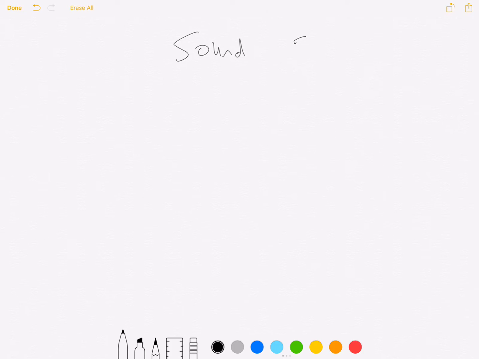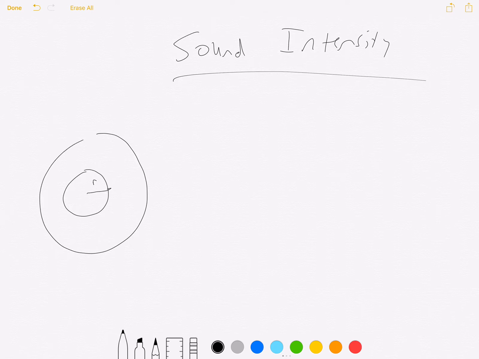Right, so sound intensity. If you have some kind of sound event and that energy starts to spread out, you might start off at a certain radius, and then sometime later, sound energy has gone further, and so you end up with a greater radius, right? So let's look at the equation for sound intensity.